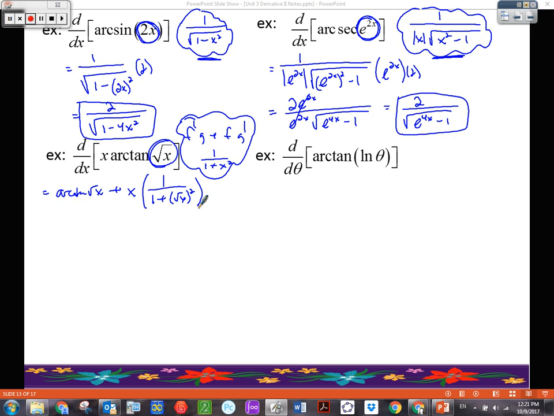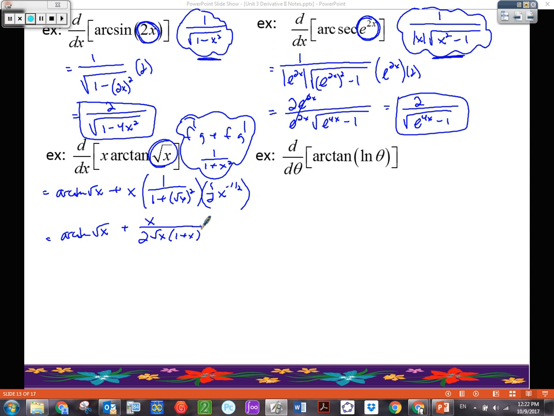I have to multiply by the derivative of x to the 1/2, right, which would be 1/2 x to the negative 1/2. Okay, so there we are so far. So now we need to clean it up. So we have arctangent of square root of x plus, let's see, we have x over 1. So square root of x squared would be x. So, and I have this 2 square root of x, 1 plus x.